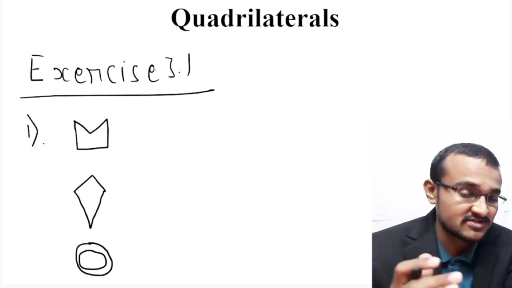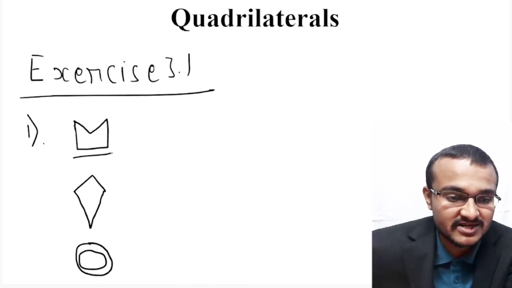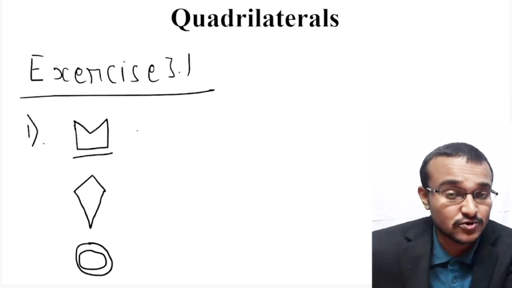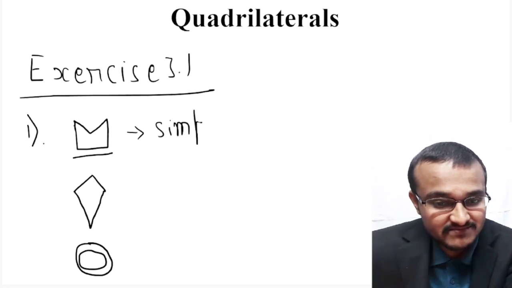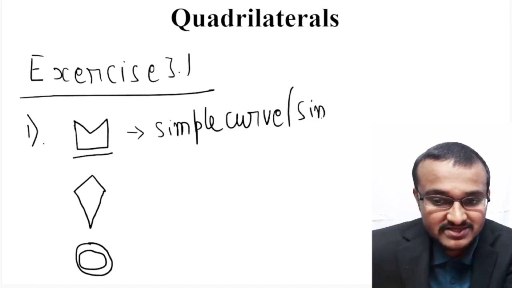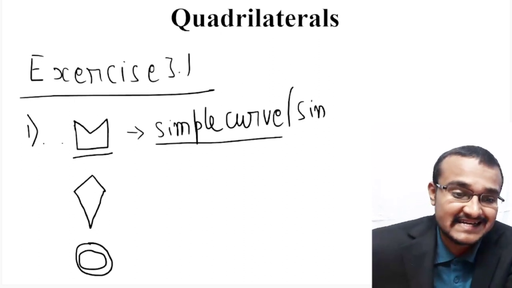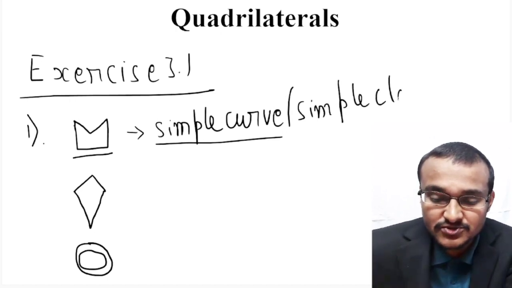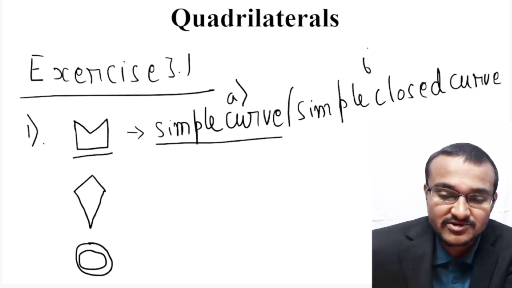So coming to the first figure in this exercise 3.1, you have this particular image. Here you can see this is actually a closed curve, so this can be a simple closed curve. This can also be a simple curve. This can also be a simple closed curve as well, because it has normal line segments present here. So it is a simple curve and it is closed. So here the option for simple curve is A and the option for simple closed curve is named B.